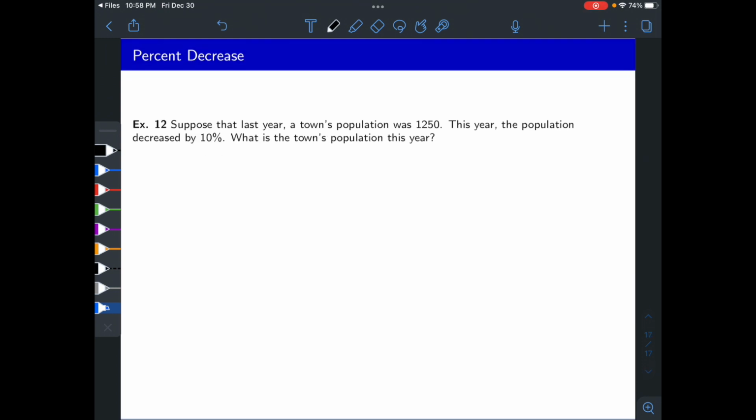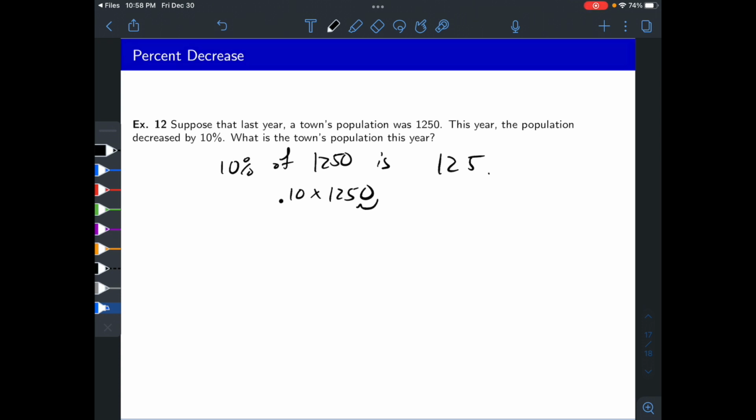All right, last thing. Let's suppose that last year the town's population is 1250. This year the population decreased by 10%. What is the town's population this year? All right, well, first thing that we need to do is just figure out what is 10% of 1250. And that is simply going to be 125, because you can just do 0.10 times 1250, which effectively moves the decimal over one place. So it's 125.